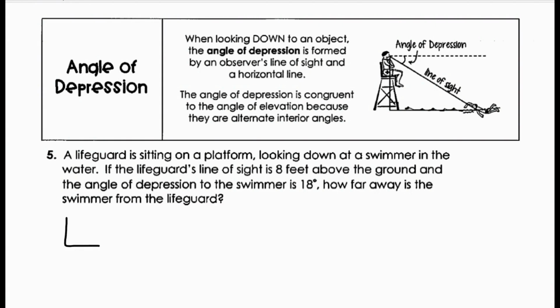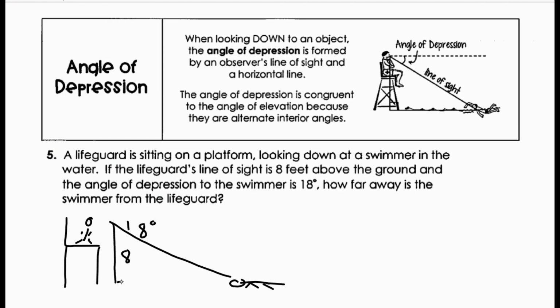So if I have the lifeguard on a platform looking down on a swimmer, the angle of depression is 18 degrees. The lifeguard is 8 feet above the water. I want to know how far the lifeguard is from the swimmer, so x. Now I have my angle of depression from this line of sight. Therefore, if I'm looking up from my swimmer to my lifeguard, this would also be 18 degrees. So now I can use 18 degrees, 8, and x.